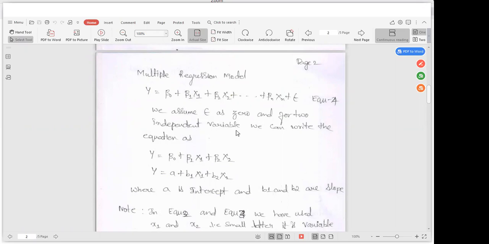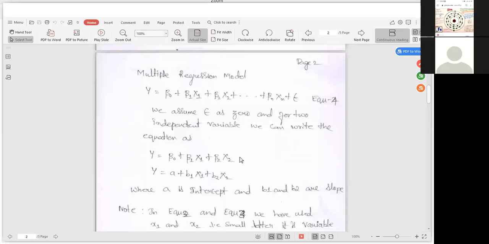For two independent variables we can write the equation as y equals b0 plus b1 x1 plus b2 x2, because only two variables are there, so we stop at x2 and epsilon is assumed to be 0. If you had three independent variables, you would again have b3, beta 3, into x3. Now I can write this as y equals a plus b1 x1 plus b2 x2, where a is the intercept, and b1 and b2 are slopes.